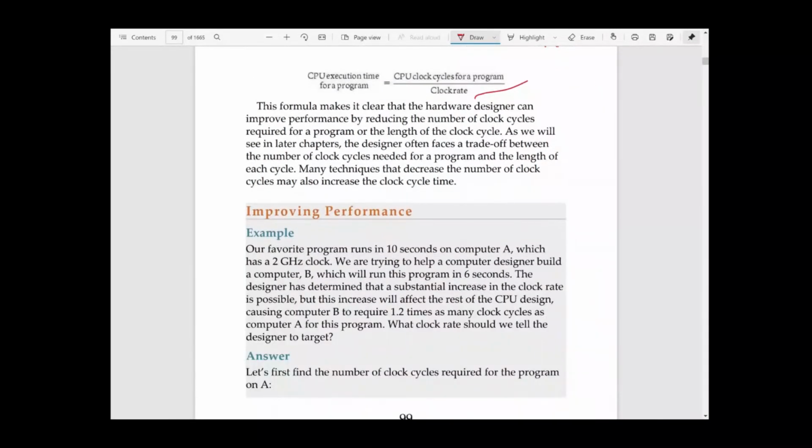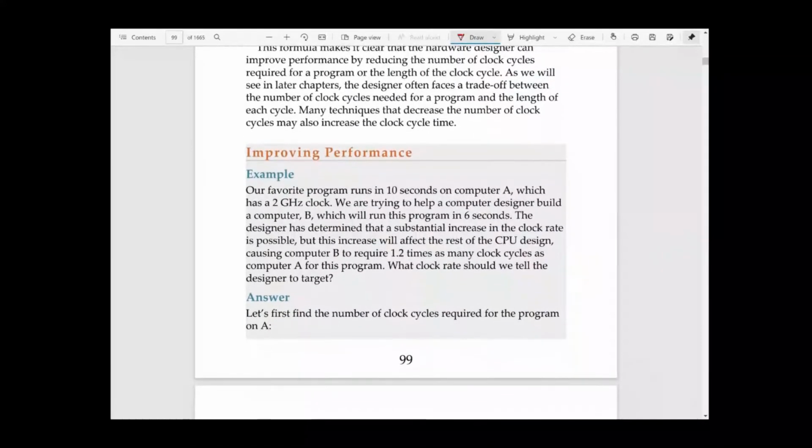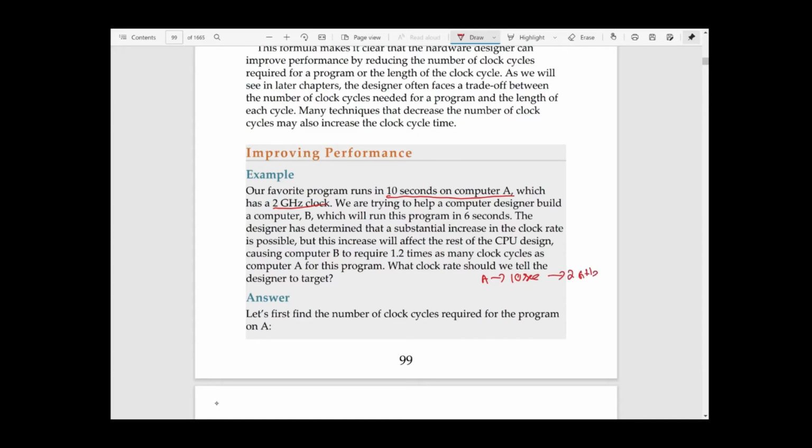Okay, so now you can see there is an example given. Let me discuss the example. The example is saying our favorite programs. We have a program which is running in 10 seconds in computer A with 2 gigahertz of clock. So you have a computer called A which runs a program in 10 seconds, and the frequency is 2 gigahertz. Okay, now you want to design a computer called B which should run the same program in 6 seconds.